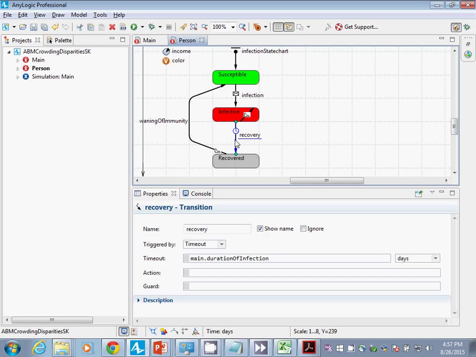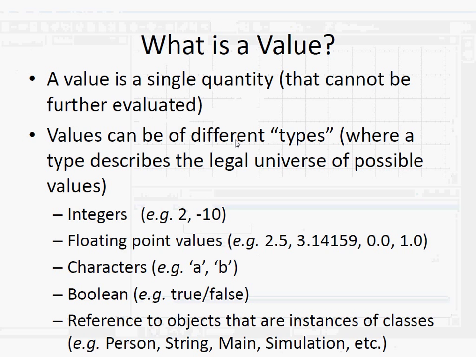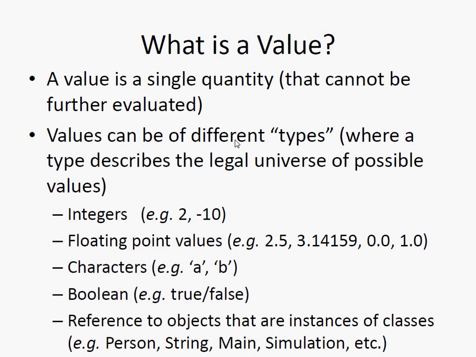So this is a quantity that actually turns into a value. It needs a value here for the timeout, and this is something that gives a value. And values in AnyLogic in general are single quantities that cannot be further evaluated. They're a single thing like a number, 3.14159 or 2. Or it could be a quote, a string. Or it could be a reference to a particular person.